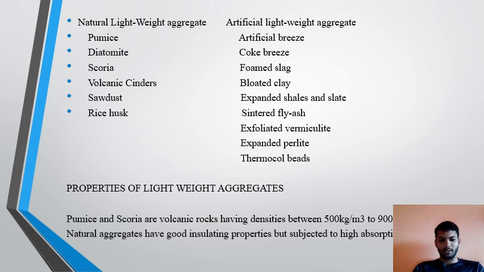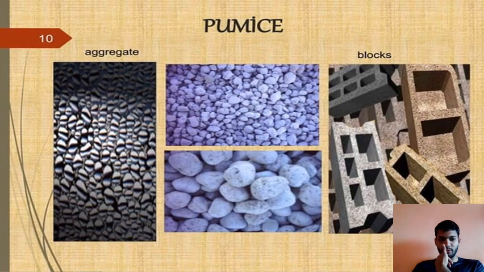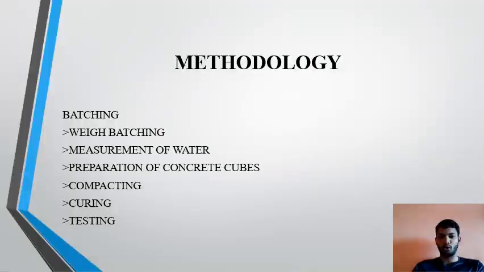Properties of the lightweight aggregate. Pumice and scoria are the volcanic rocks having densities between 500 kilograms per cubic meter to 900. Natural aggregates have good insulating properties but are subject to high absorption. Here we show some aggregates and their rocks.